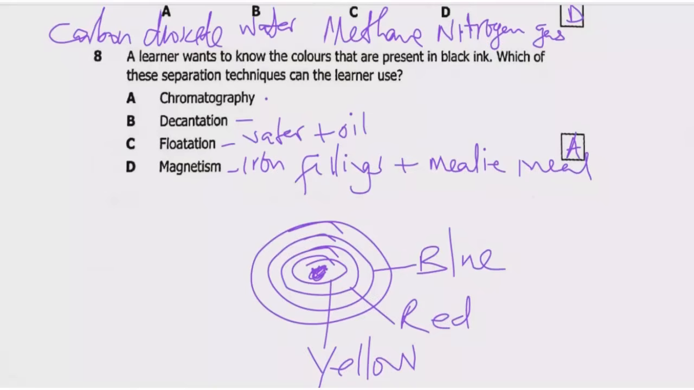Okay, so basically the correct answer is A. So to separate colors, you use chromatograph method or chromatograph technique or separation technique. Chromatograph separation technique. That's the one we use to separate color.